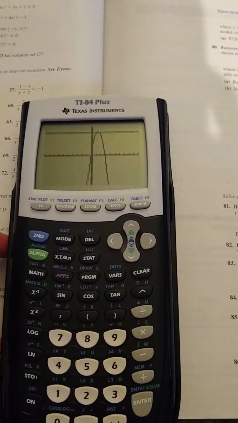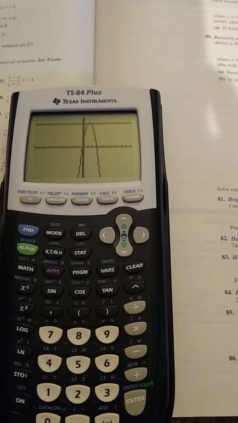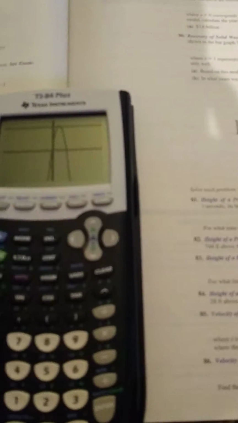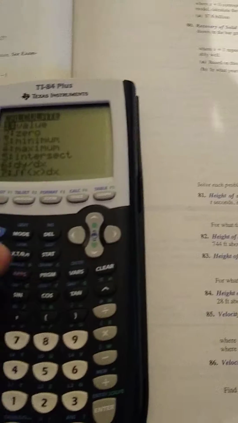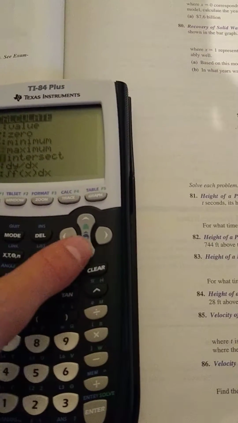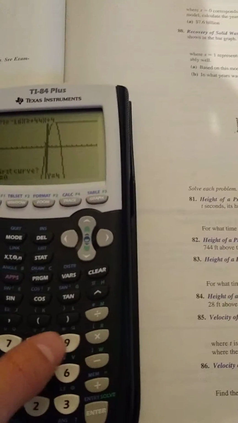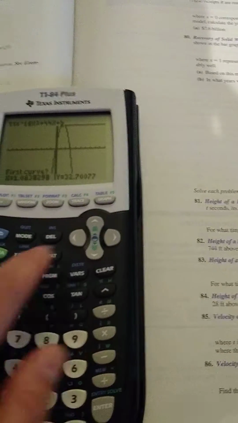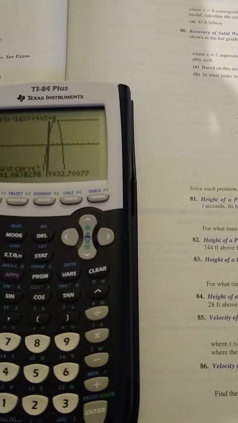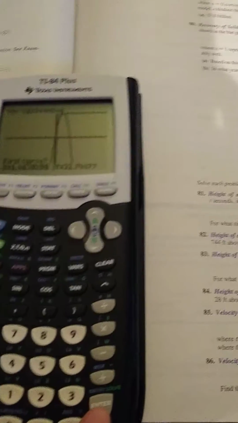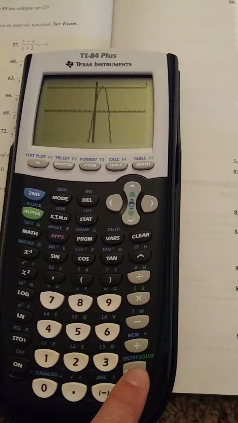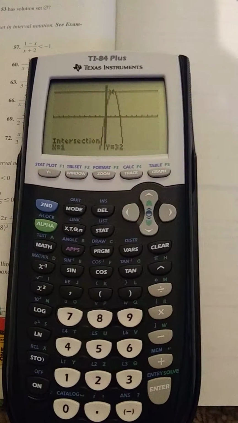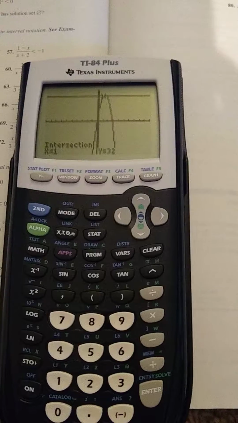So in order to find how long the baseball is at least 32 feet above the ground, I'm going to push second and then trace, and then go down to the fifth option, click intersect, and then the calculator is going to have me estimate what I think the first point of intersection is. I'm going to push enter 3 times, and so this shows that x equals 1 when y equals 32 feet. So that's the first point of intersection.